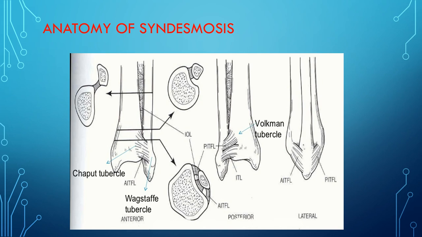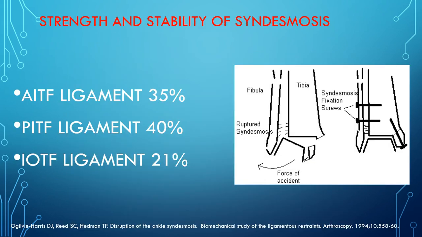Again, looking at the anatomy for a moment, we have the tubercle of Chaput on the anterior lateral aspect of the distal tibia at the insertion of the anterior inferior tibiofibular ligament, and we have the Volkmann tubercle where the posterior inferior tibiofibular ligament lies, and we have, of course, the insertion into the fibula on the anterior aspect, so-called Wagstaff's tubercle. So we have classic ruptures of the ligamentous structures themselves of the syndesmosis, and we can have variations with avulsion fractures and combinations thereof.